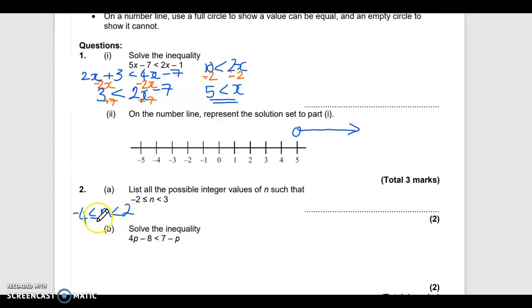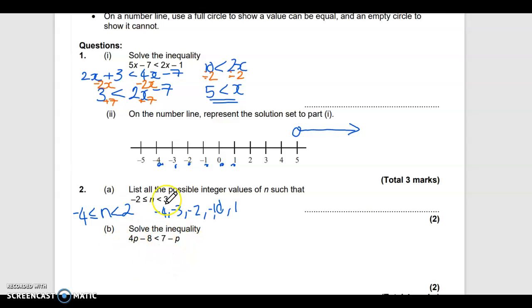Now remember, this little line underneath means I'm including the minus 4, but there's no line under here, so I'm not including this. Okay, so if I look up on this number line, I've got minus 4, yes. Minus 3, yes, minus 2, yes, minus 1, yes, 0, 1, but I can't include 2. So my list would be minus 4, minus 3, minus 2, minus 1, 0, and 1. Okay, they're my integers.